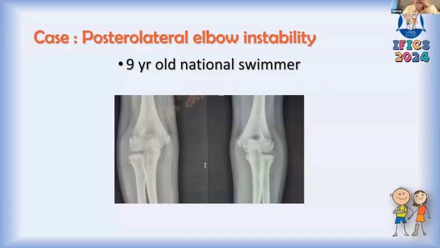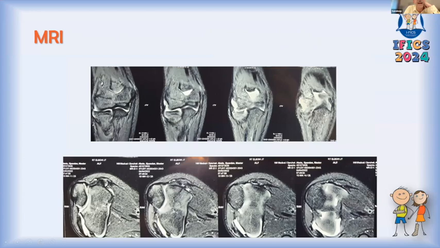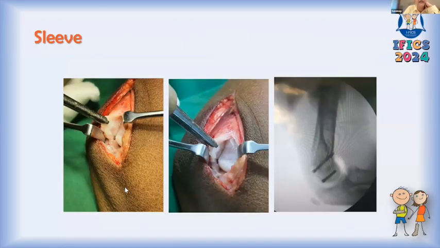And what we found on the AP X-ray was nothing significant, but on the lateral, there was a small flake of bone behind the capitulum. And advanced imaging showed us that it was a sleeve fracture, a posterior osteochondral sleeve fracture from the back of the elbow with a capsule attached to it. So this was an osteochondral sleeve from behind the elbow where the capsule was attached and the child had some hyperlaxity syndrome with it. And that allowed the elbow to subluxate in hyperextension.